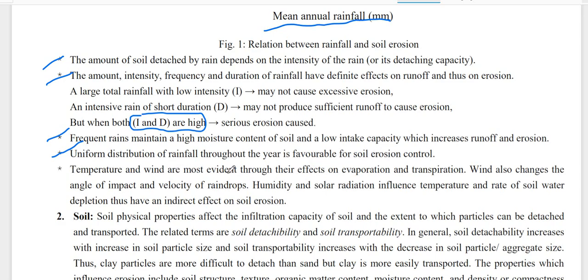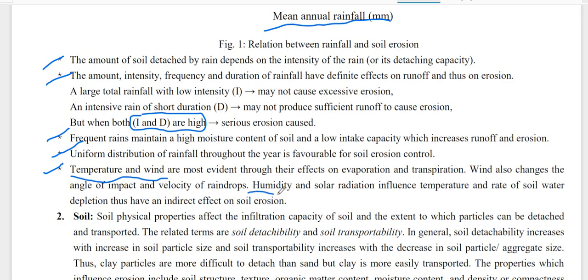Temperature and wind are most evident through their effect on evaporation and transpiration. It is most evident because it will affect the evaporation and the transpiration. Wind also changes the angle of impact and the velocity of the raindrop. It may increase the velocity of the raindrop, and it can also change the angle of impact.